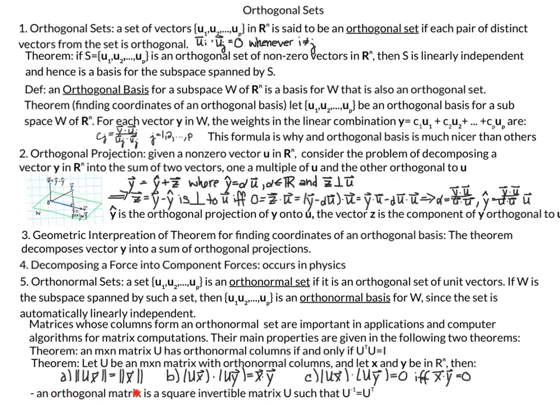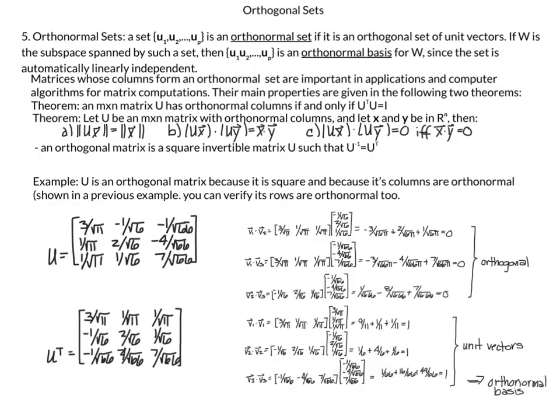An orthogonal matrix is a square invertible matrix U such that U inverse equals U transpose. I have copied my information about orthonormal sets, the two theorems about matrices with orthonormal columns, and my last observation: an orthogonal matrix is a square invertible matrix such that U inverse equals U transpose. And I'm looking at this matrix U from our previous example.